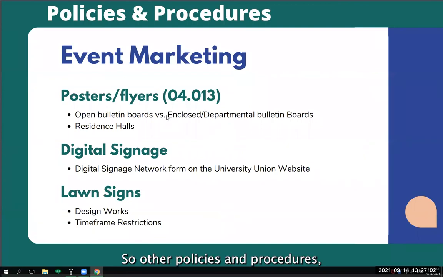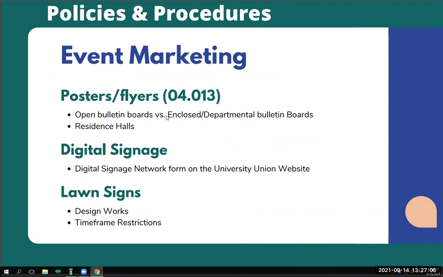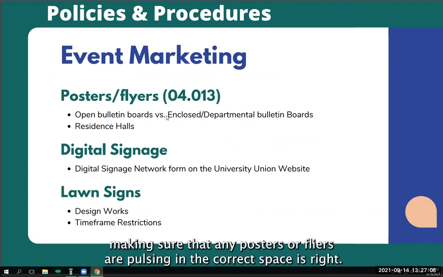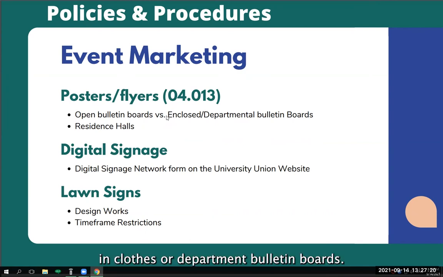So, other policies and procedures. When you're doing any type of marketing for your event, make sure that any posters or flyers are posted in the correct spaces, right? Open bulletin boards are typically open face, they don't have a glass case in front of them. You can post there. You'll probably see other flyers as well. Enclosed or departmental bulletin boards in the academic buildings are pretty much locked. You cannot post in those.